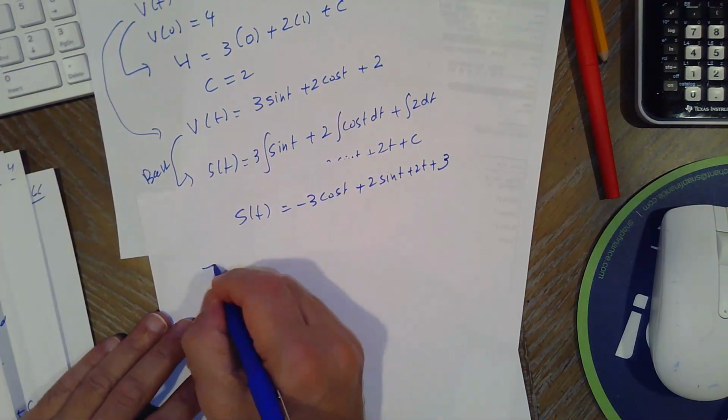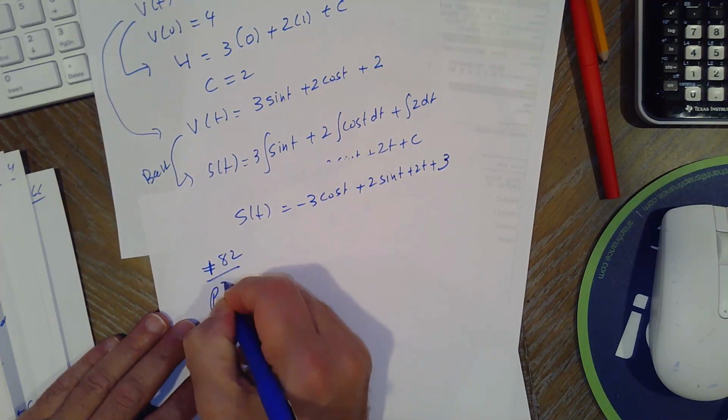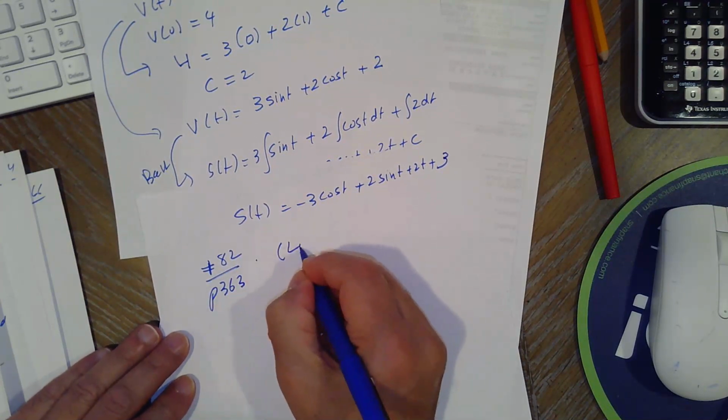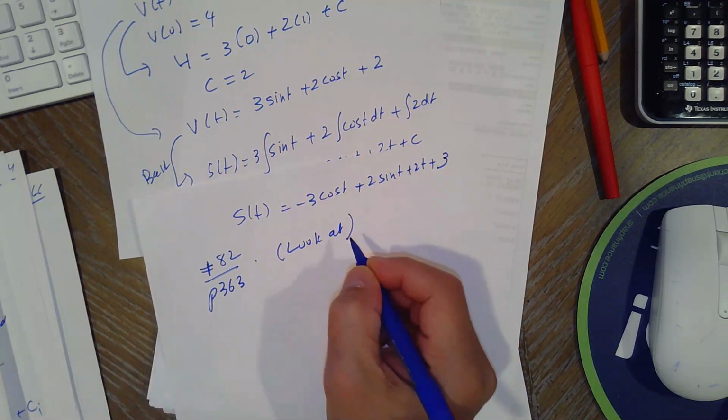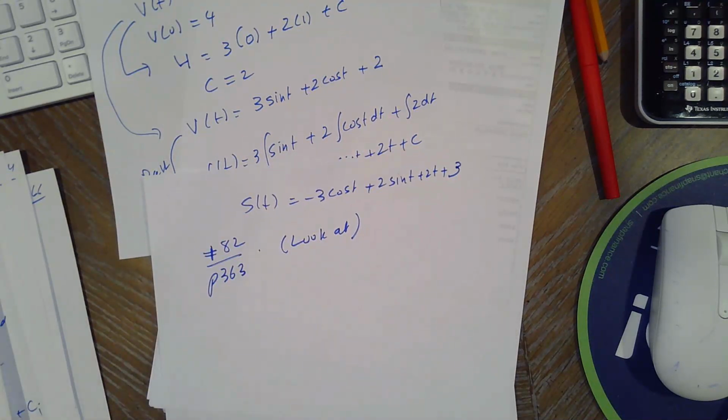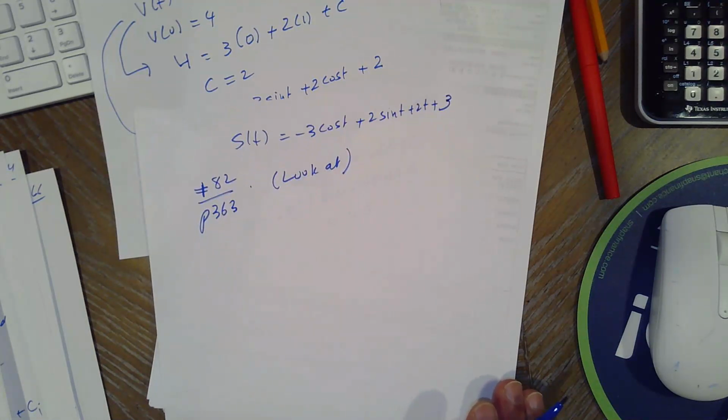Okay, I want you to seriously look at 82. Look at that. And I want you to understand that, because I might have something like this on the test. If you have any questions about it, shoot me an email.